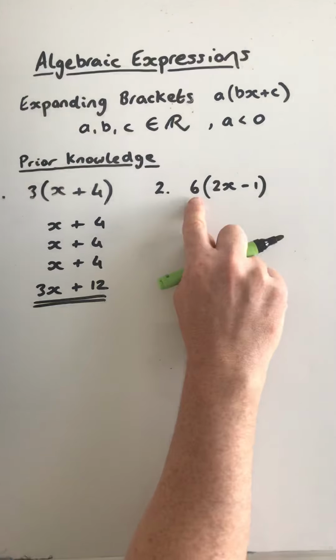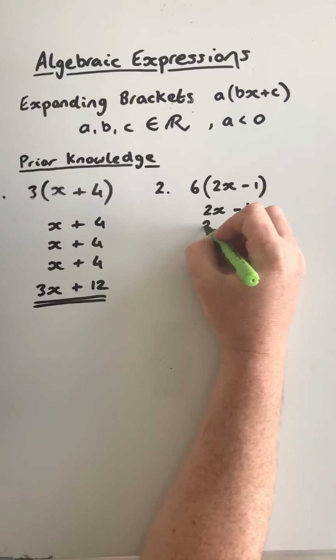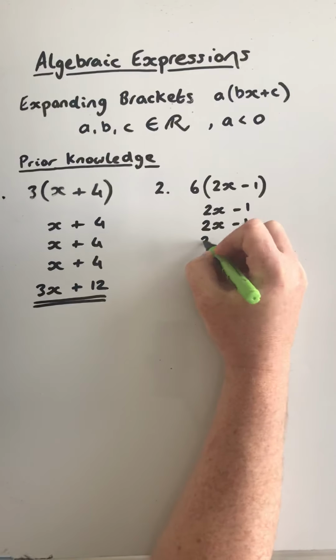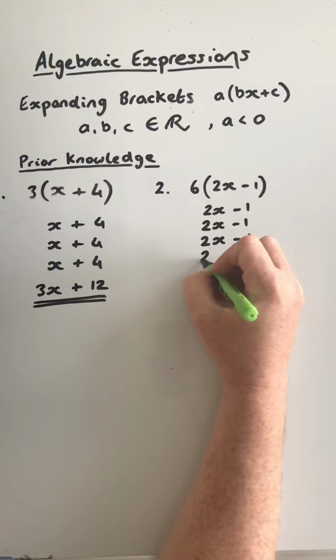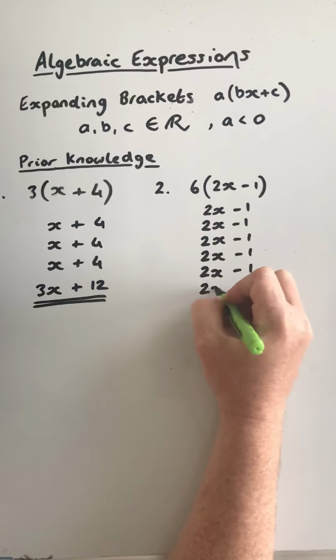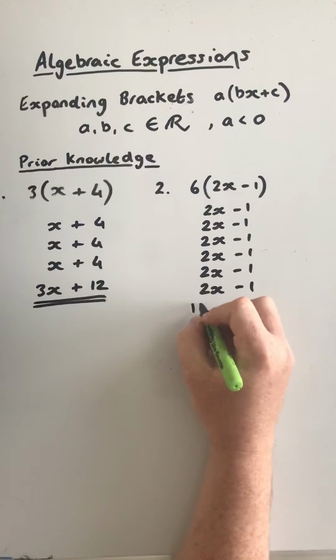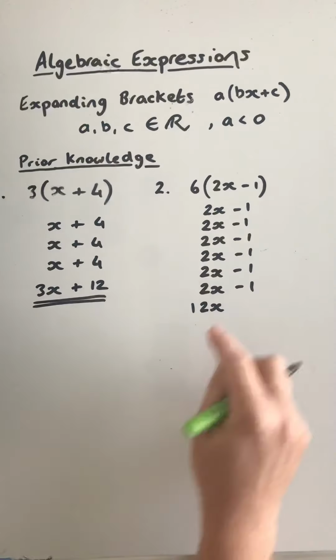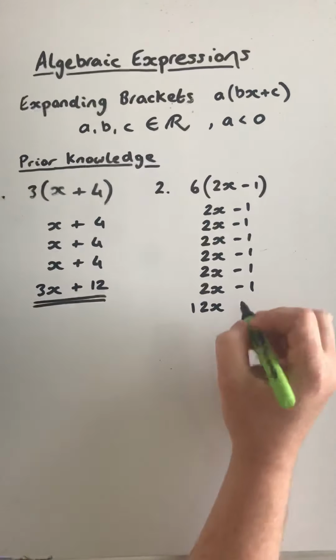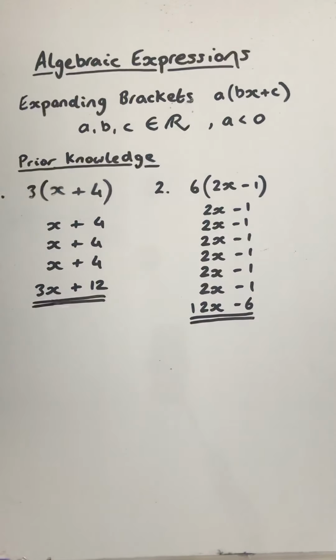Similarly, we have 6 groups of 2x minus 1. So 1 group, 2 groups, 3 groups, 4 groups, 5 groups, and 6 groups. So 6 groups of 2x is 12x, and 6 groups of negative 1 is negative 6. There will be other videos on expanding brackets where the value outside the bracket is positive.